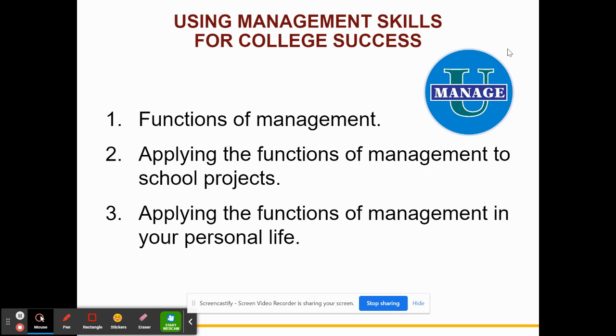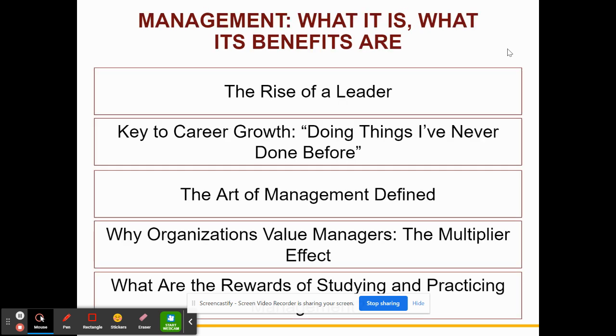And then, of course, number 3, which we already touched on in the first point, applying functions of management in your personal life. If you can apply those 3 skills, they can really lead to success, not only in your professional career, but also your personal career as well.